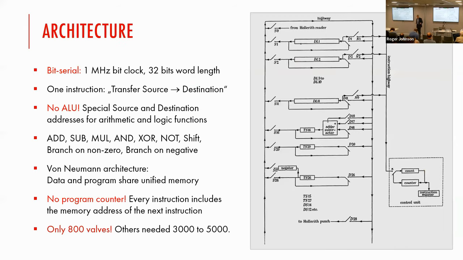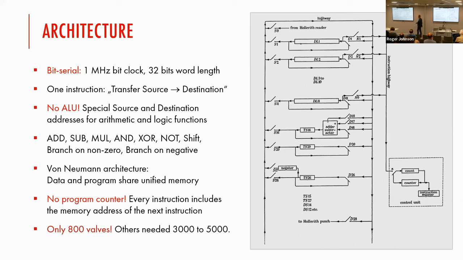Turing then took this further to the next level of what's the instruction set? How do we control this machine? Code instructions, et cetera. By concluding, we actually only need one instruction. Transferring data from source to destination is all we need.